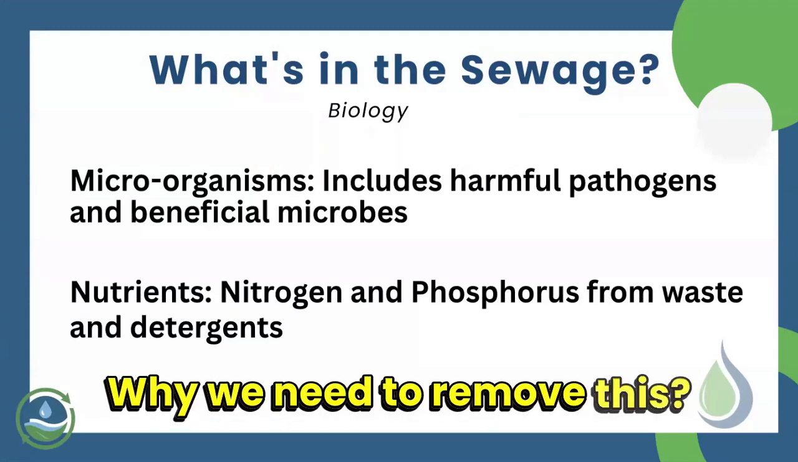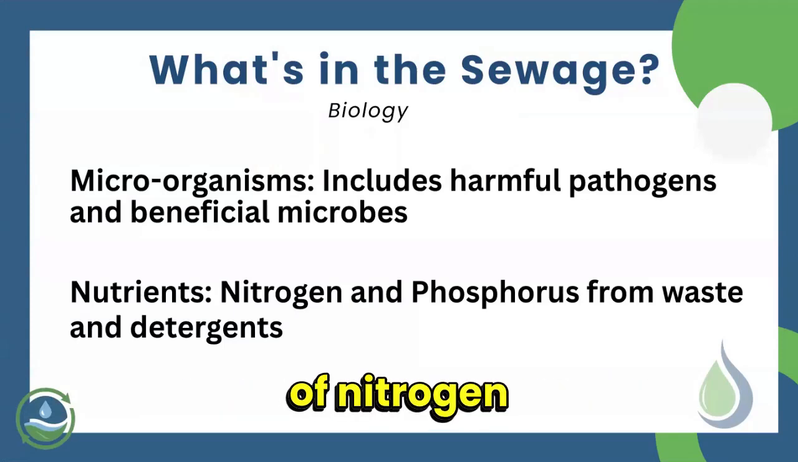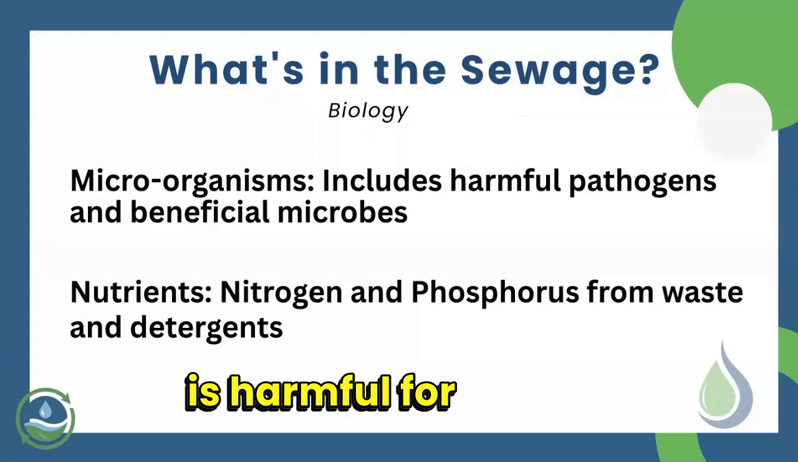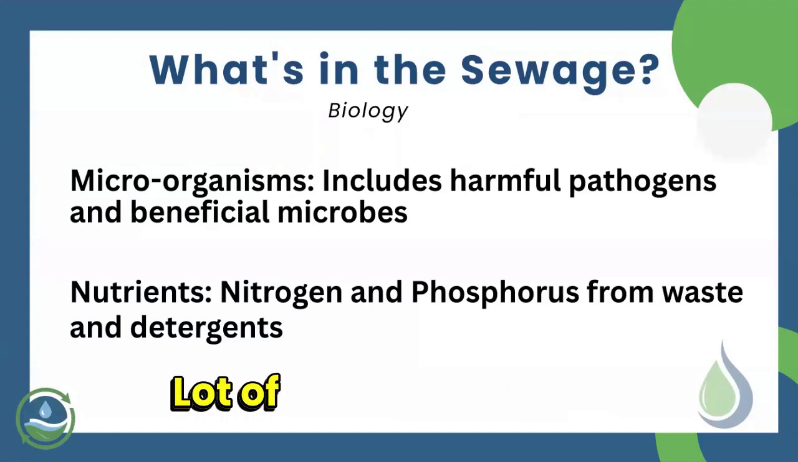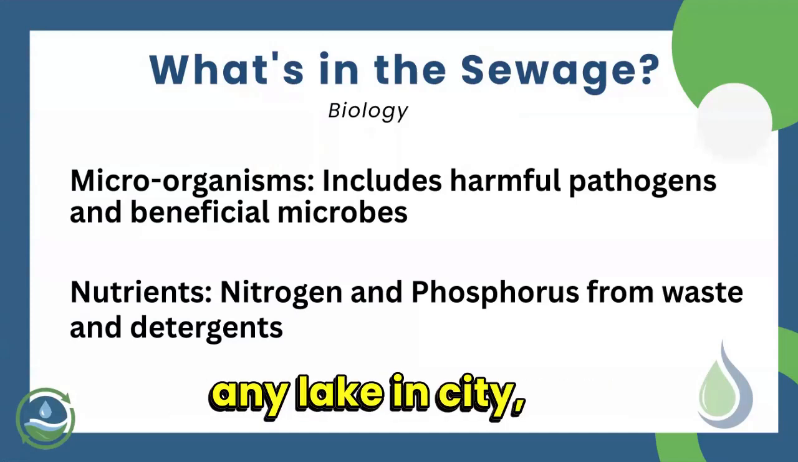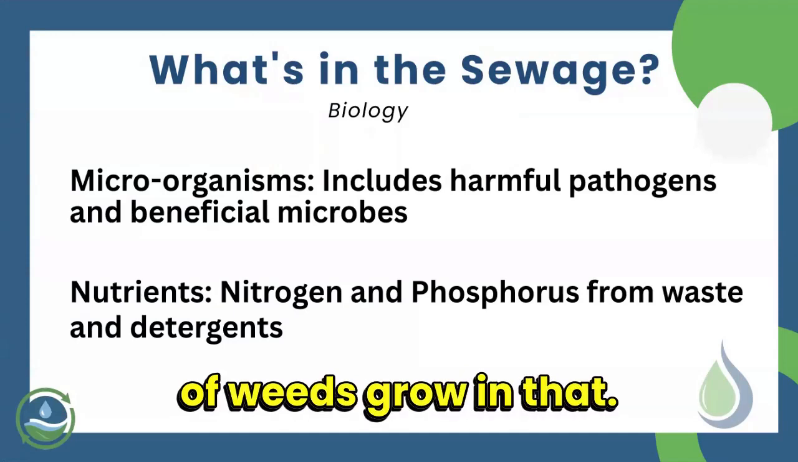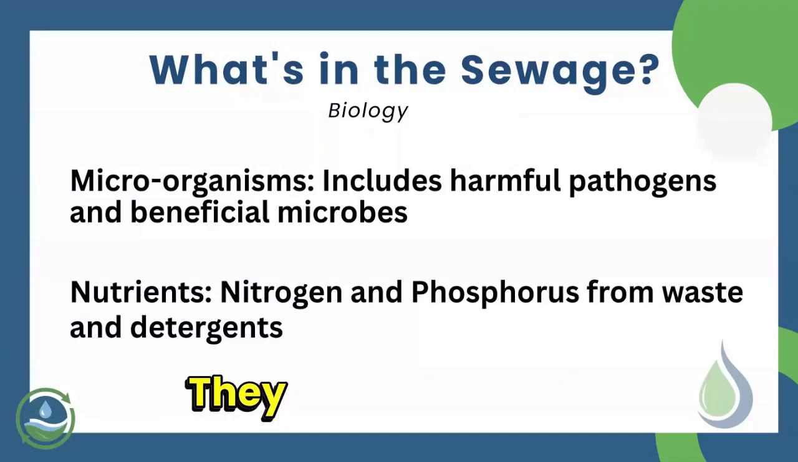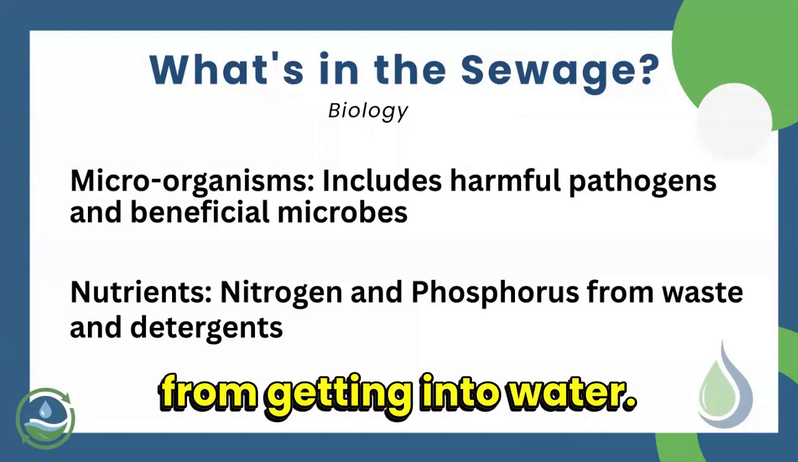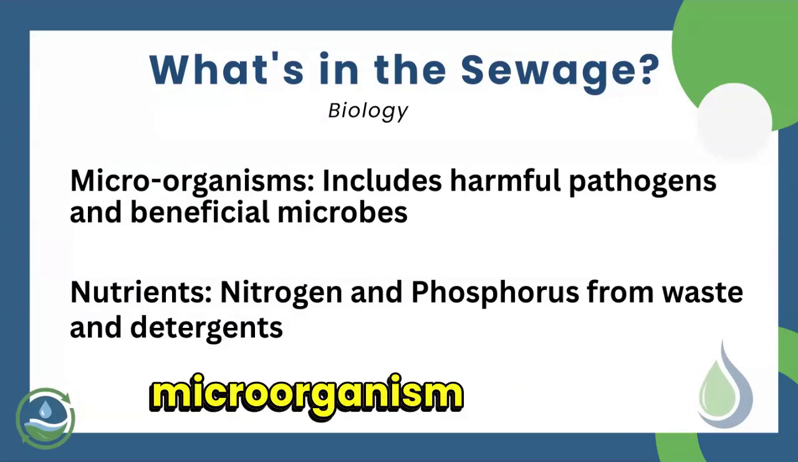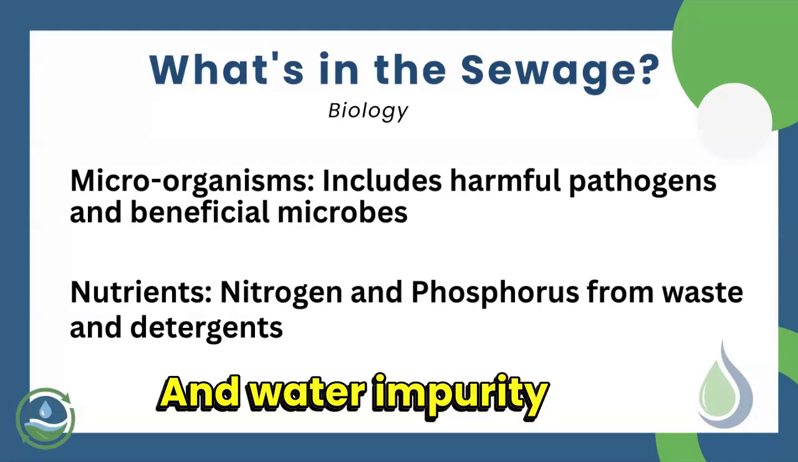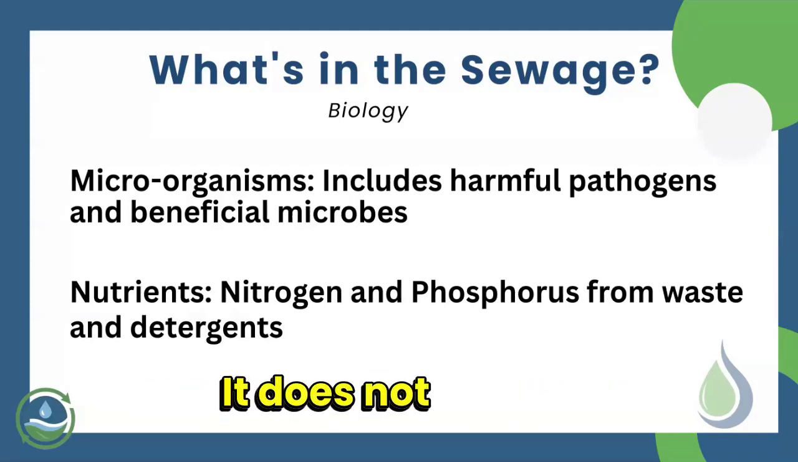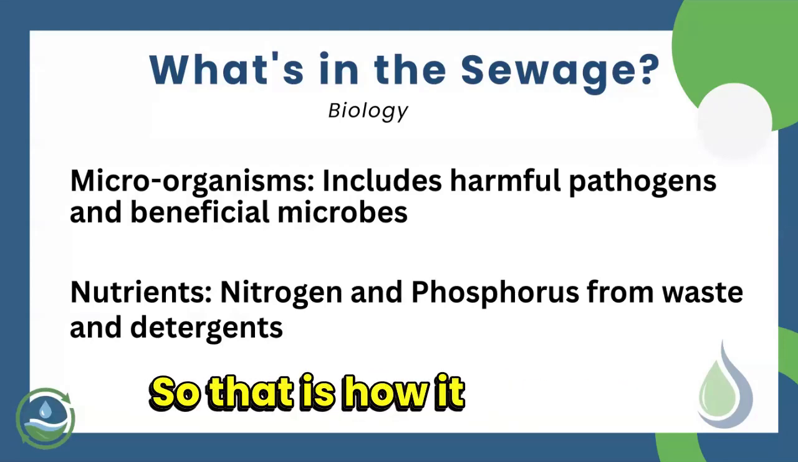Why do we need to remove this? Because excess quantity of nitrogen is harmful for nature. If you see any lake in a city, a lot of weeds grow in that. Those weeds prevent sunlight from getting into water. They prevent oxygen from getting into water. As a result, there are no microorganisms in the water, and the impurity that was supposed to be taken out does not go out. So that is how it pollutes.